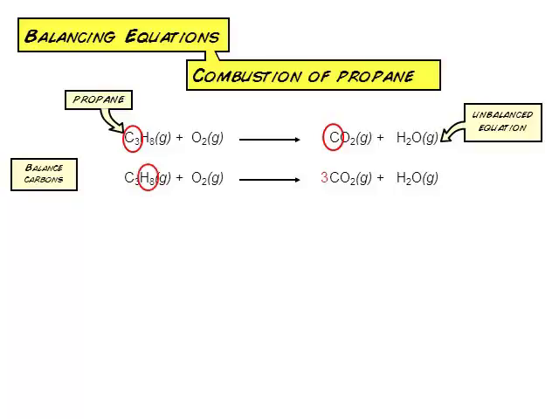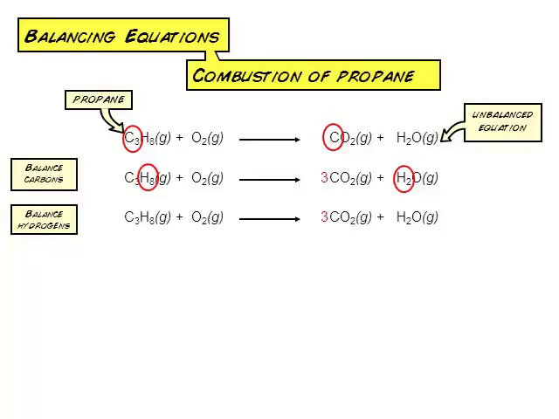Next we look at the hydrogens. There are 8 hydrogens on the left, but only 2 hydrogens on the right. We need to balance the hydrogens. We can do this by putting a multiplication figure before the H2O. If we use a 4, we multiply the 2 hydrogens in the H2O by 4 to give us 8, which balances with the 8 hydrogens on the left.